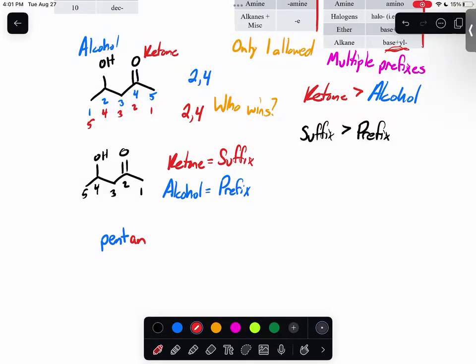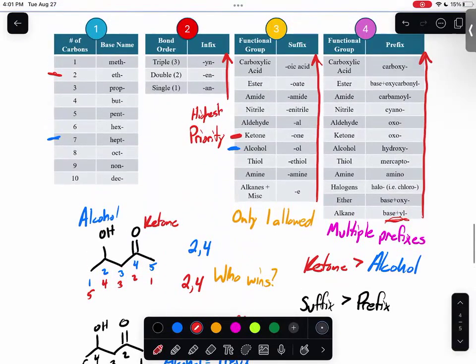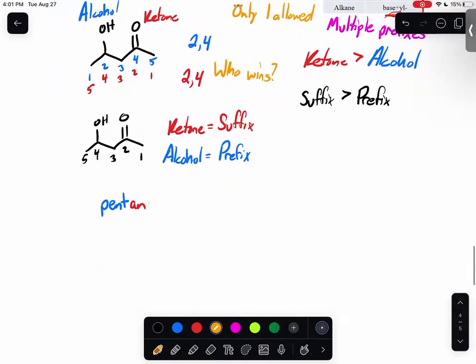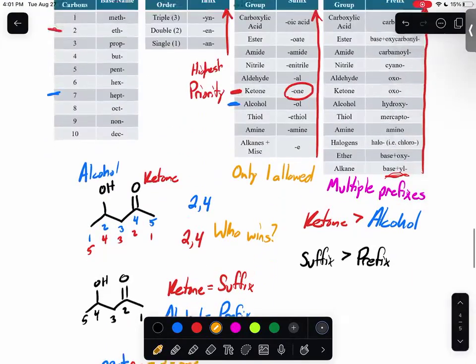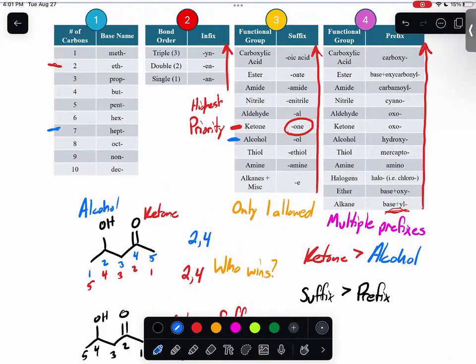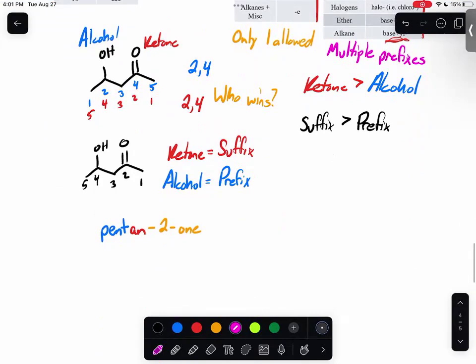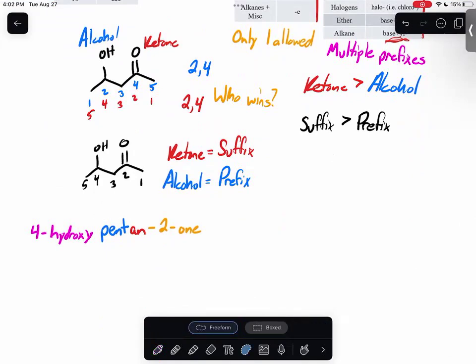Our suffix, though, is going to be for the ketone. So it is going to be -one. Keep in mind that we do have to include the locant, right? Because it is on carbon 2, so it's 2-one. And then we get to put in our prefix, which in this case is going to be for the alcohol, as we saw. And the alcohol prefix is hydroxy. But once again, we do have to identify where that is. It's on carbon 4. So this is 4-hydroxypentan-2-one. All right. There's not actually a space here, by the way. It is just due to the way that I wrote this in.